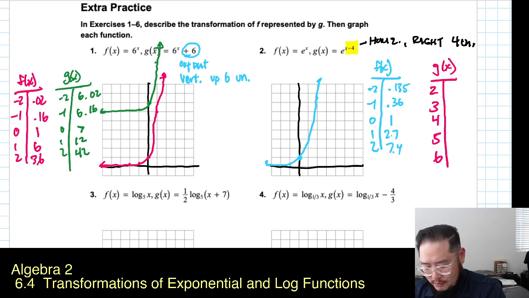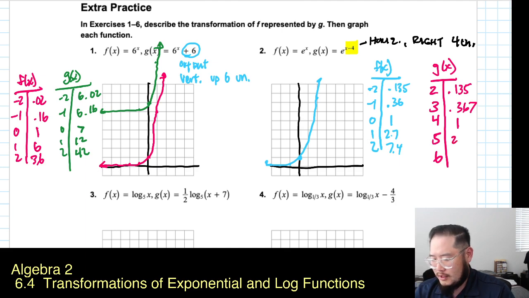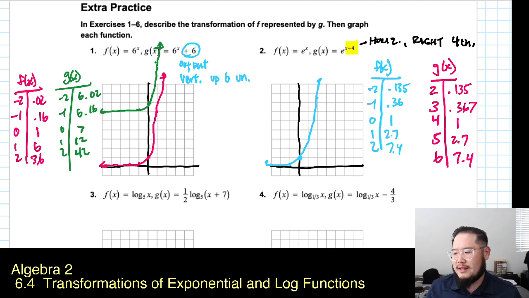So when we plug in the numbers, I got 0.135. For 3, we have 0.367. When we plug in 4 for g of x, we get 1. 5 is 2.7, and then when we plug in 6, we have 7.4. So a lot of these points show up again because we didn't do any stretch or shrink or anything like that for g of x. We just moved it.